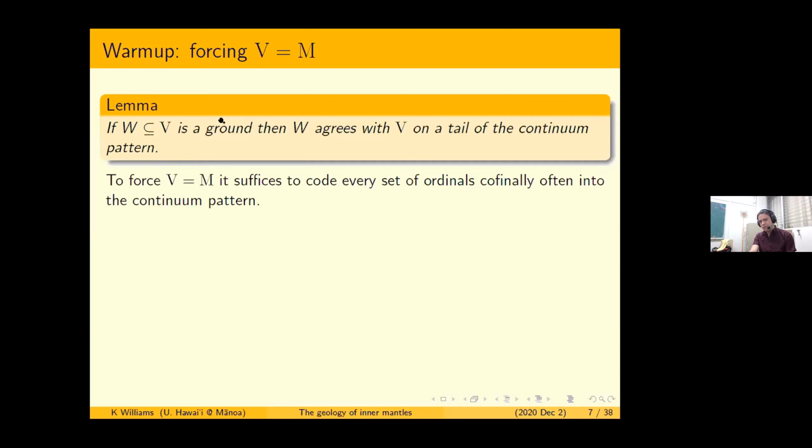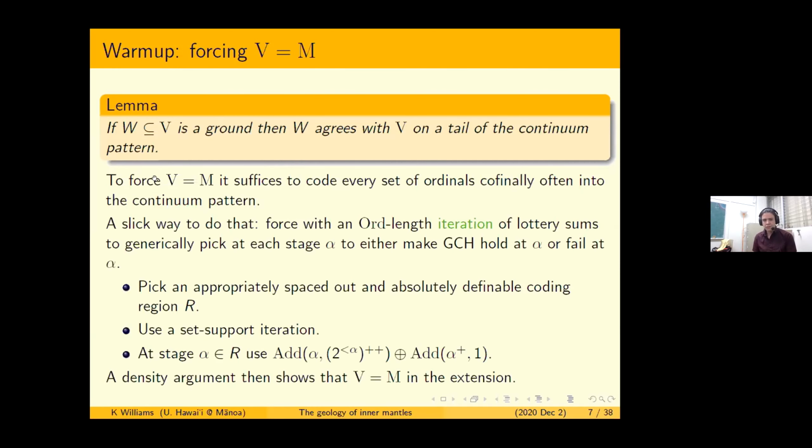And so because of this, if we do want to force V to be the mantle in the extension, then we just have to code every set of ordinals cofinally often into the continuum pattern. Because then, if you're in a ground, you can reconstruct that set of ordinals by looking at the continuum pattern on some far enough tail. And since every set can be coded by a set of ordinals, that's going to give us that every set is in the mantle. Okay, so there's a really slick way to do this forcing, which is just do an Ord-length iteration of lottery sums.